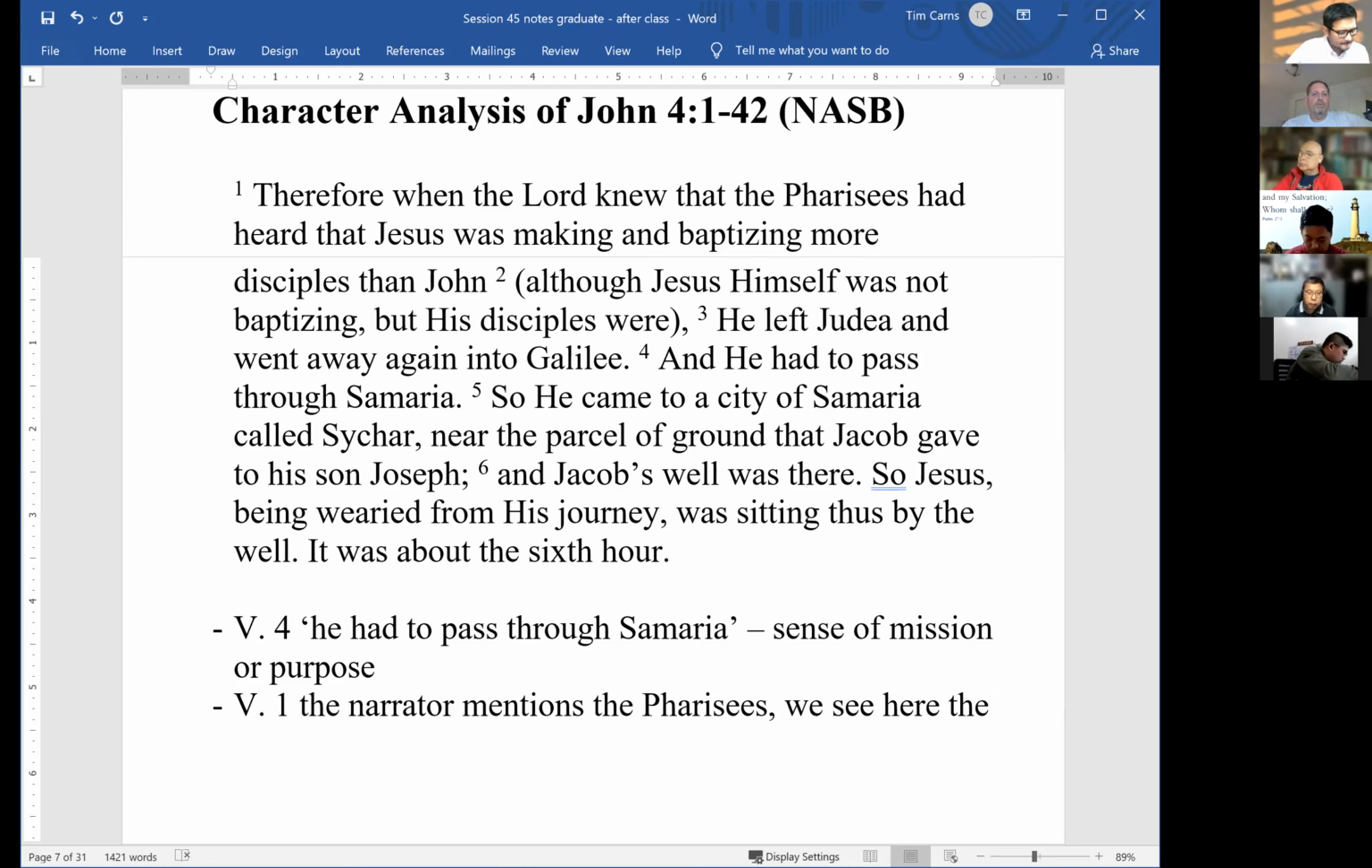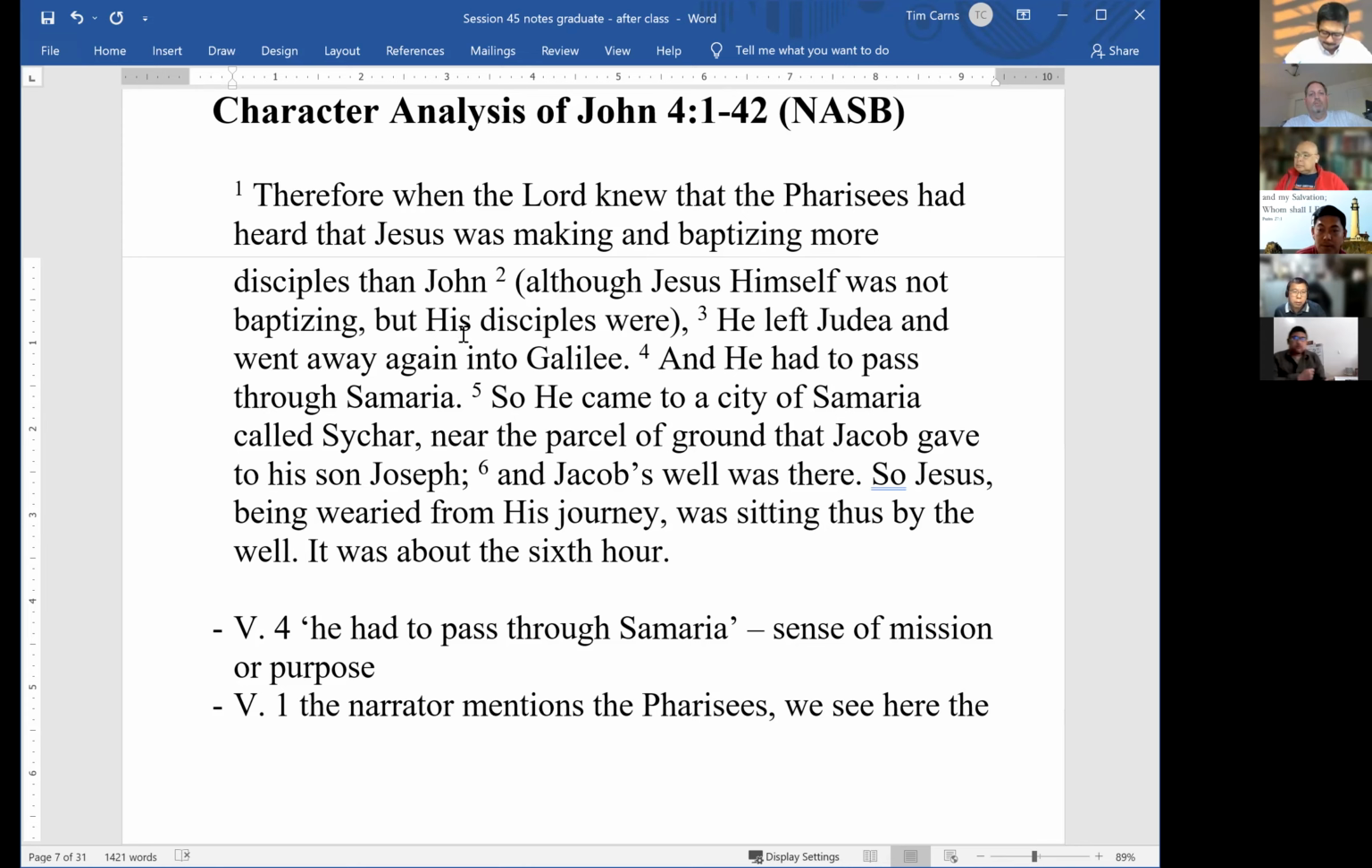Think about what was the impetus or reason for Jesus going up to Galilee. What does the narrator say here? He left Judea and departed again for Galilee. So this is not his first time going through that place. Okay, so he left Judea and went into Galilee, but what prompted him to leave Judea? Why didn't he stay? Because the Pharisees heard that he was making and baptizing more disciples than John.